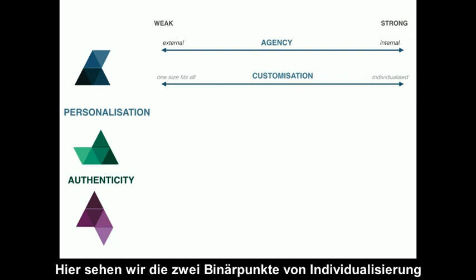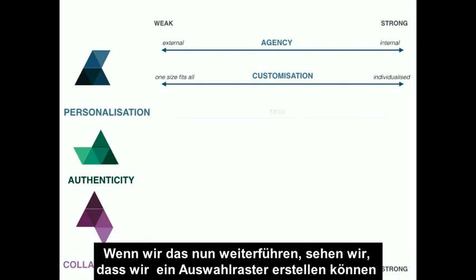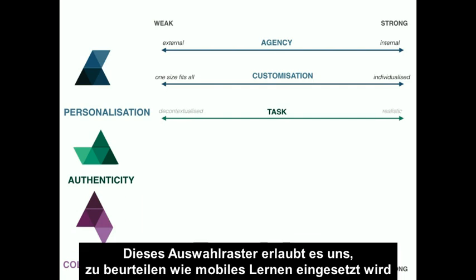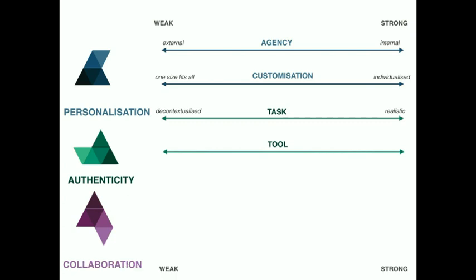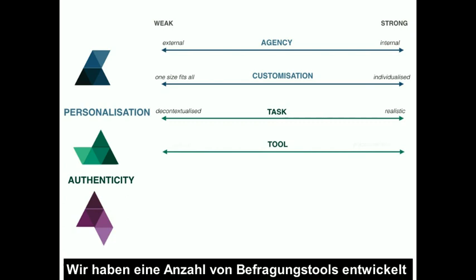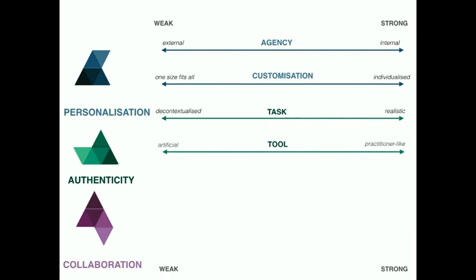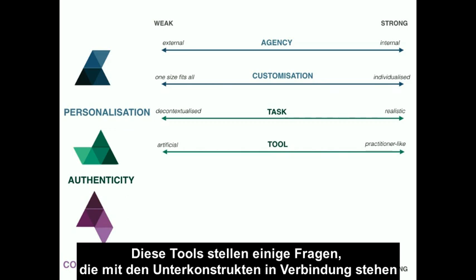So here we're seeing customization with its 2 binaries. And as this goes on, we see that we form what's called a repertory grid. And this repertory grid allows us to come to some quantitative judgments about how mobile learning is being used. And so what we've done is to develop a number of survey tools, and these survey tools ask a series of questions related to these subconstructs.